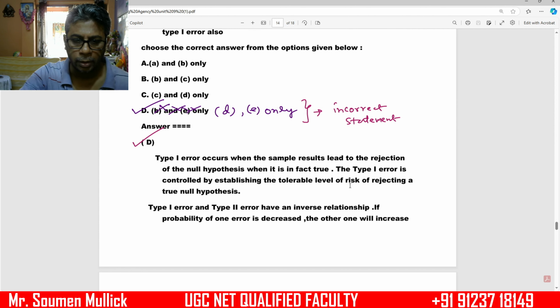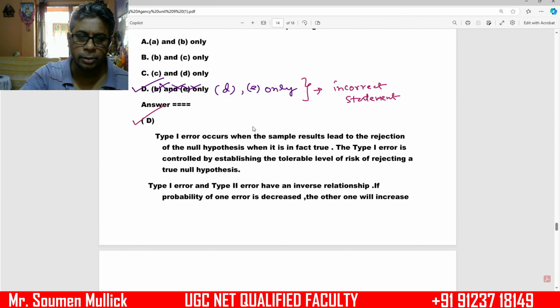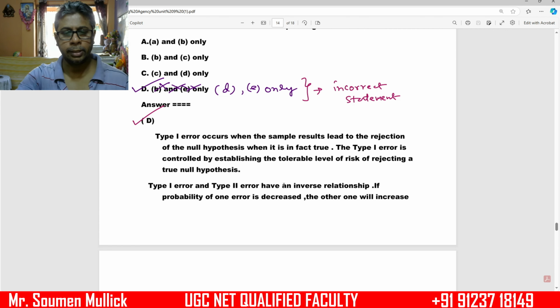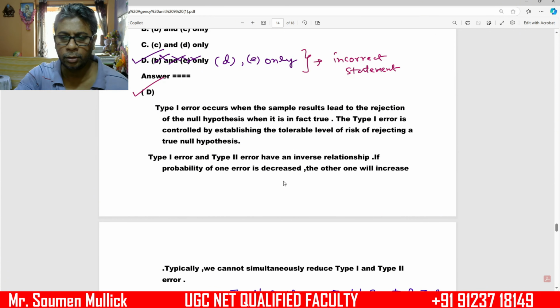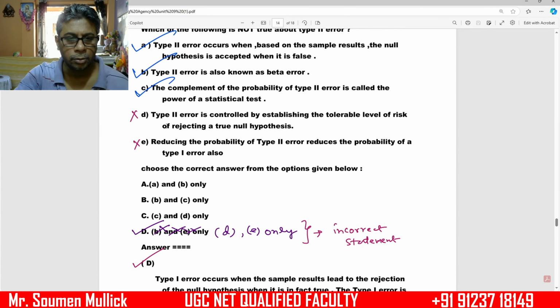So my dear, I request everybody, these areas, research and statistics, are scoring areas, but we have to give some effort to develop our fundamentals and concept and knowledge. Then we can solve this problem easily. Our next topic, question number 74.